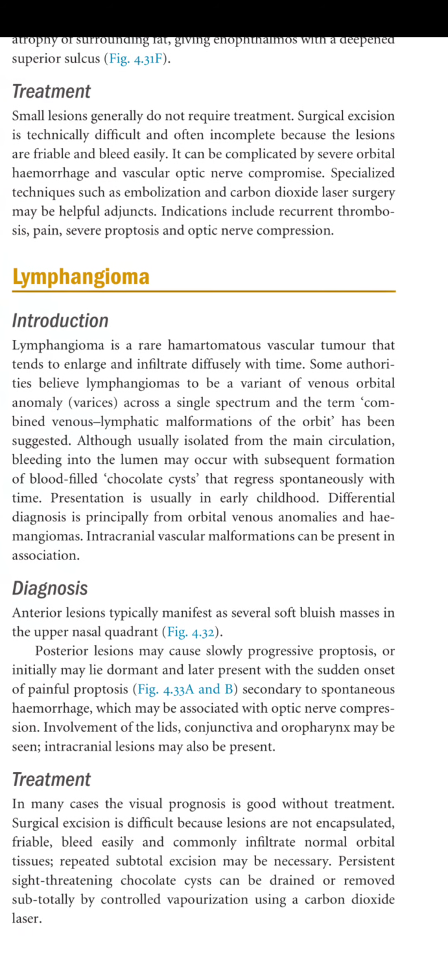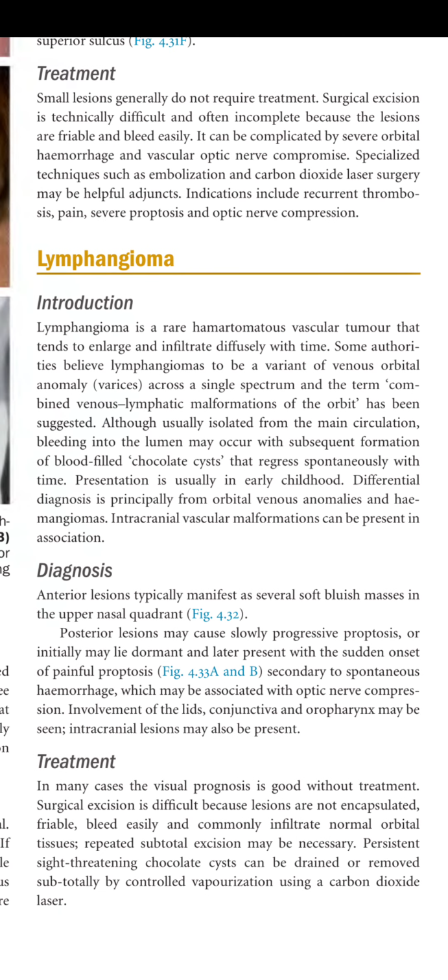Diagnosis: anterior lesion typically manifests as a soft bluish mass in the upper nasal quadrant. So it is also common in the supranasal quadrant. Posterior lesion may cause progressive proptosis or initially may lie dormant and later present with the sudden onset of painful proptosis secondary to spontaneous hemorrhage, which may be associated with optic nerve compression. Involvement of the lid, conjunctiva, and oropharynx may be seen. Intracranial lesion may also be present.